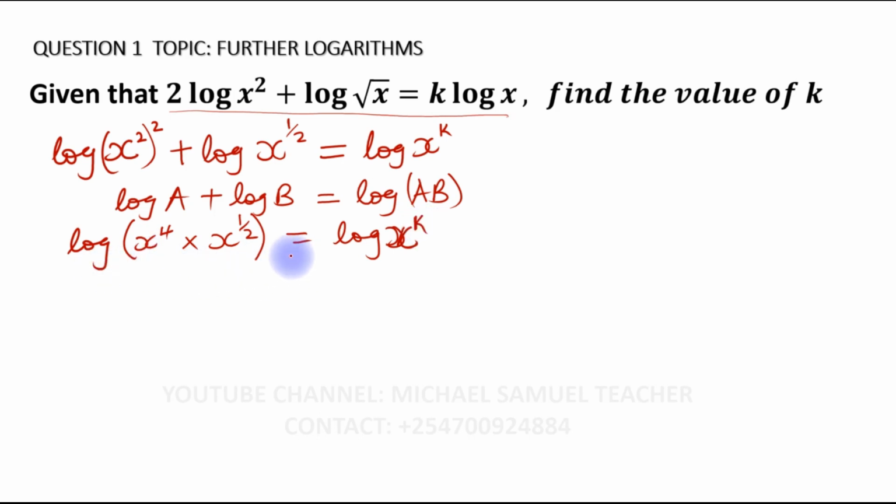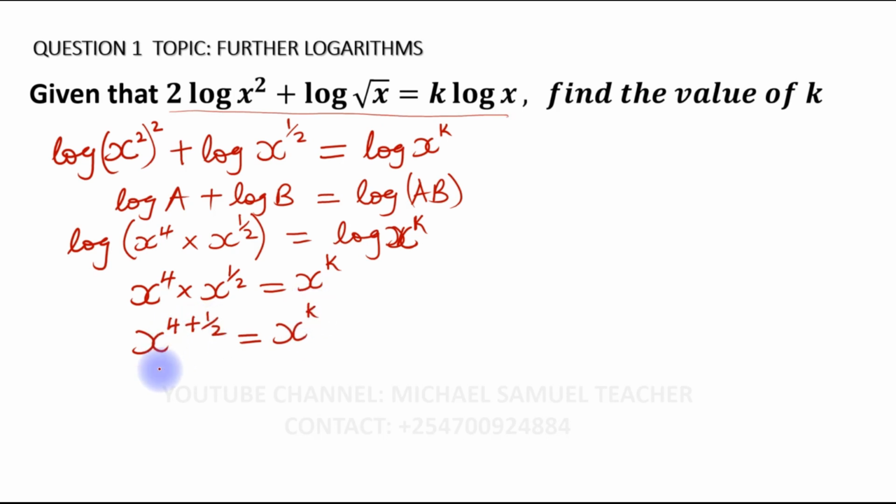Then on both sides, left hand side and right hand side, we have log, so we can cancel log on both sides. Therefore we shall have x raised to 4 times x raised to a half equal to x raised to k. On the left hand side, since the bases are the same, we can add the powers since it is multiplication. That's the law of indices, whereby we add the powers. x raised to power 4 plus a half will be equal to x raised to power k.